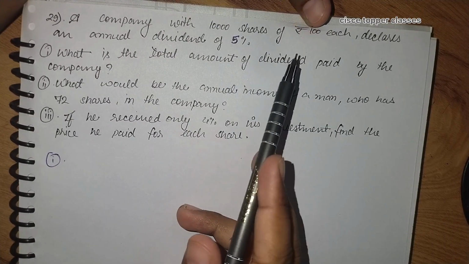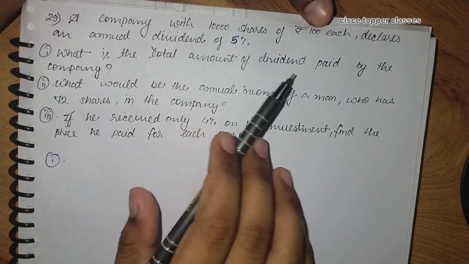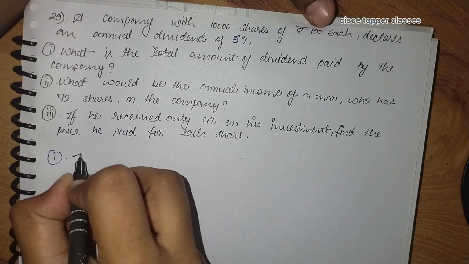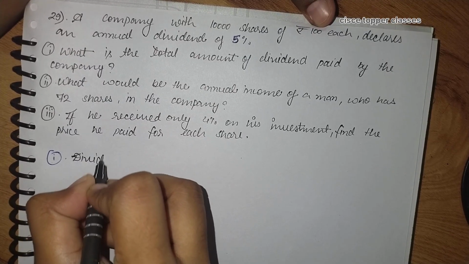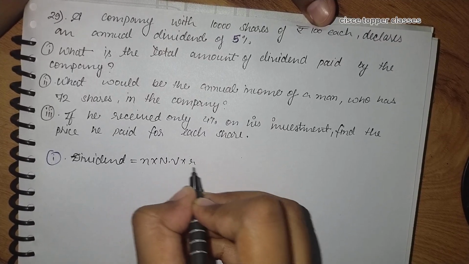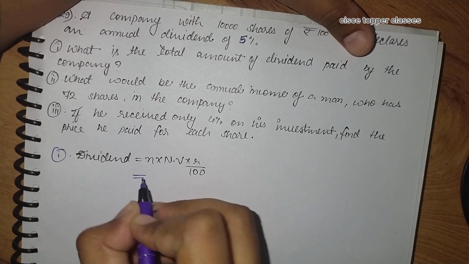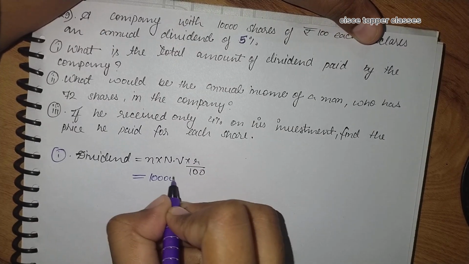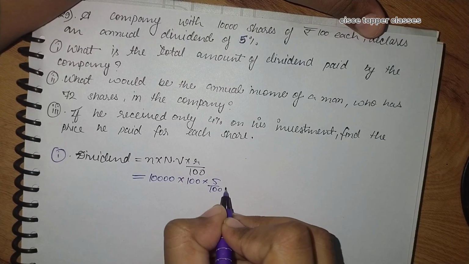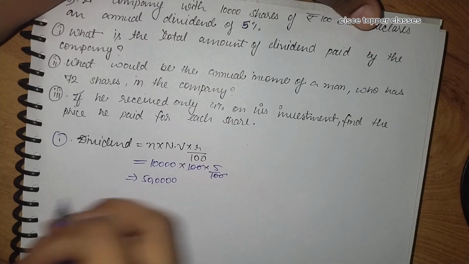A company with 10,000 shares of rupees 100 each declares an annual dividend of 5%. Then what is the total amount of dividend paid by the company? If we want to find the total amount of dividend here, total dividend will be number of shares into nominal value into rate by 100. This will be number of shares 10,000 into nominal value 100, rate is 5 by 100. 100 will be cancelled out and we will get 50,000 as the value of dividend here.